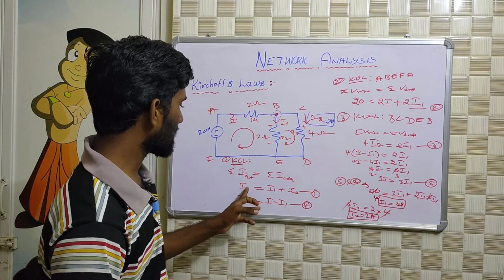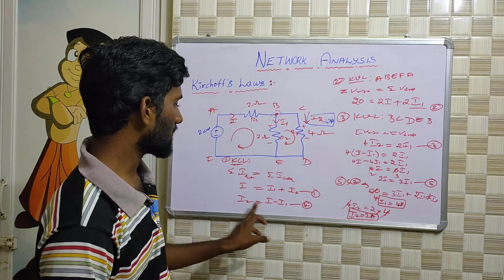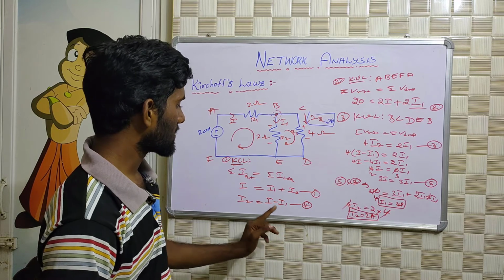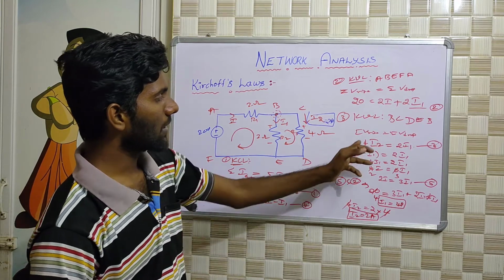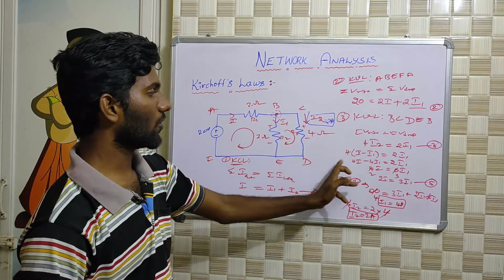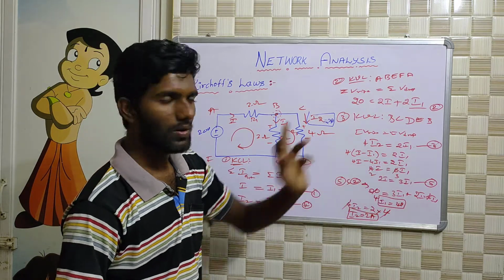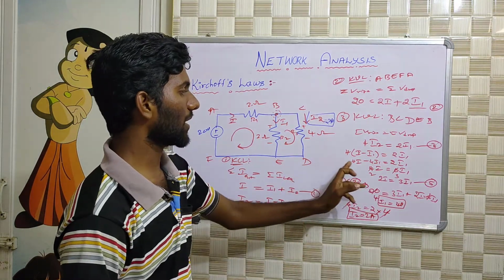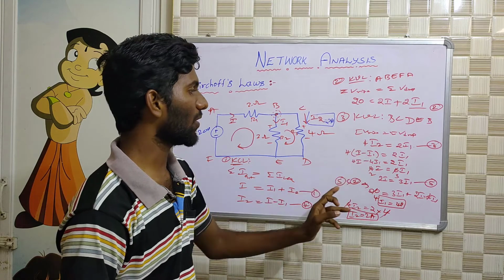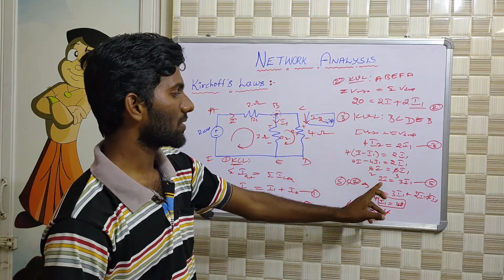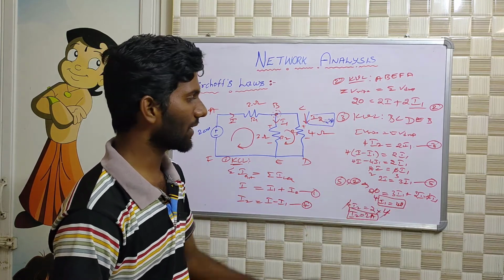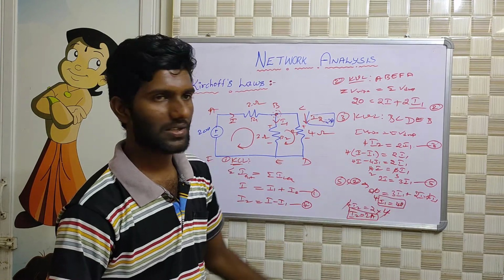So from equation number 1 we have I2 is equal to I minus I1. Substitute this equation number 4 in equation number 3. So 4 into (I minus I1) is equal to 2I1. So 4I minus 4I1 is equal to 2I1. From that we have 2I is equal to 3I1. So let us name it as equation number 5.